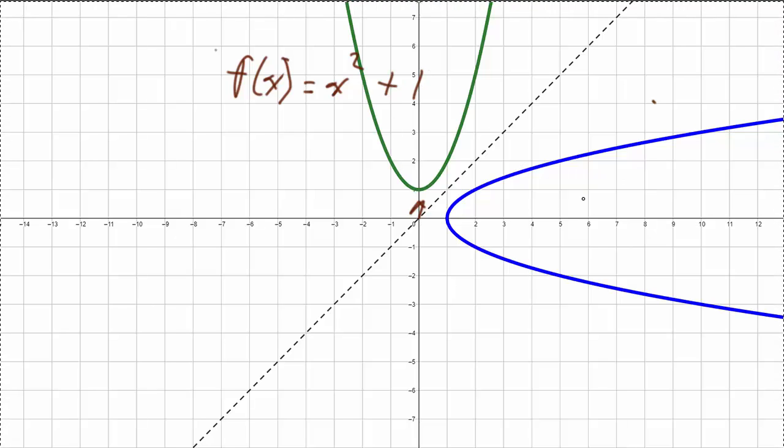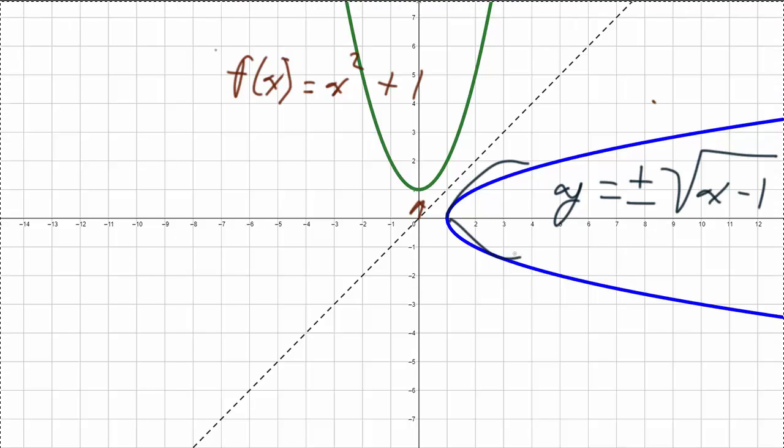Then the inverse of that was y equals plus or minus the square root of x minus 1. So it's a square root function on top and a square root function on the bottom, giving us a sideways parabola. Now you'll notice I've also drawn y equals x on here, this dotted line, and it's really clear when you see this one.